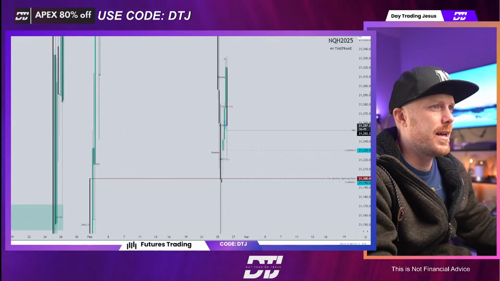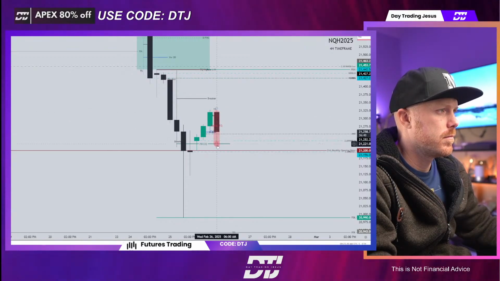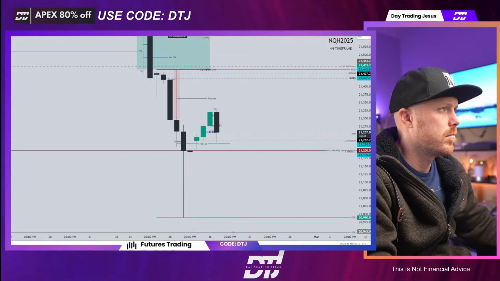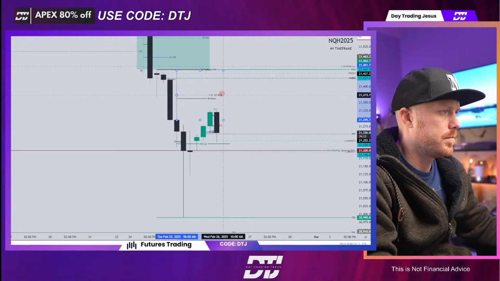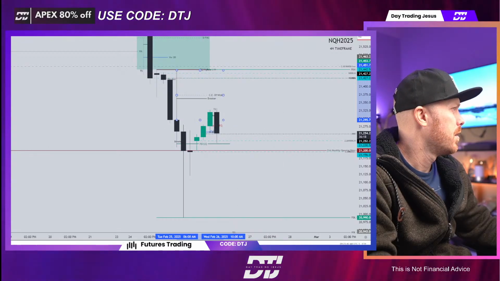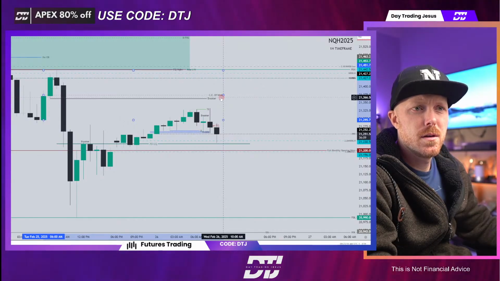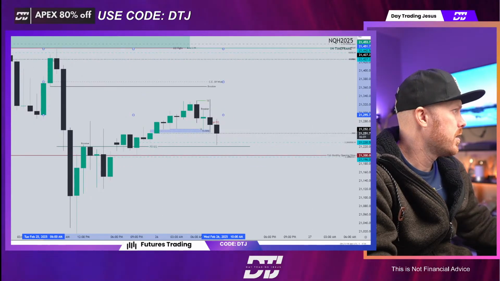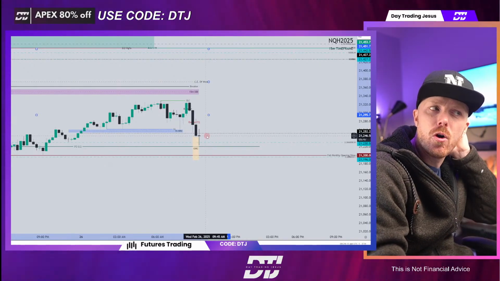From a higher time frame perspective, if we look at the 4-hour, we have the 4-hour right here. We have a giant wick on this 4-hour candle. It's sitting just above the breaker. We have a sweep of liquidity. Yeah, I would say I'm overall bullish. We'll see how the market wants to open here this morning.